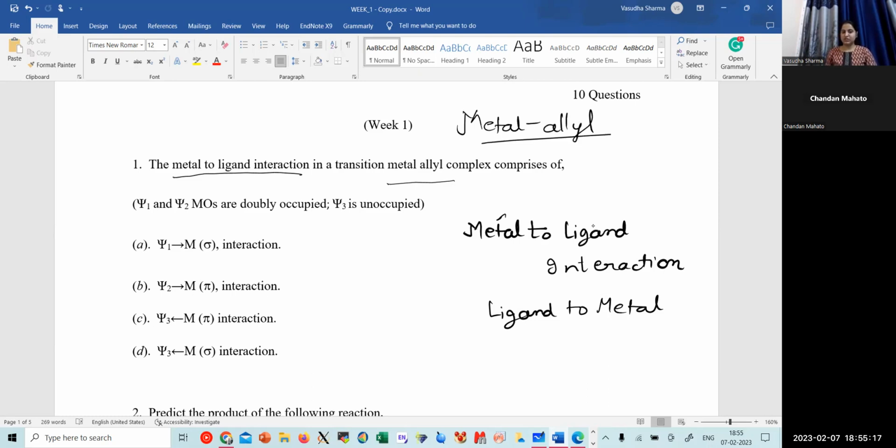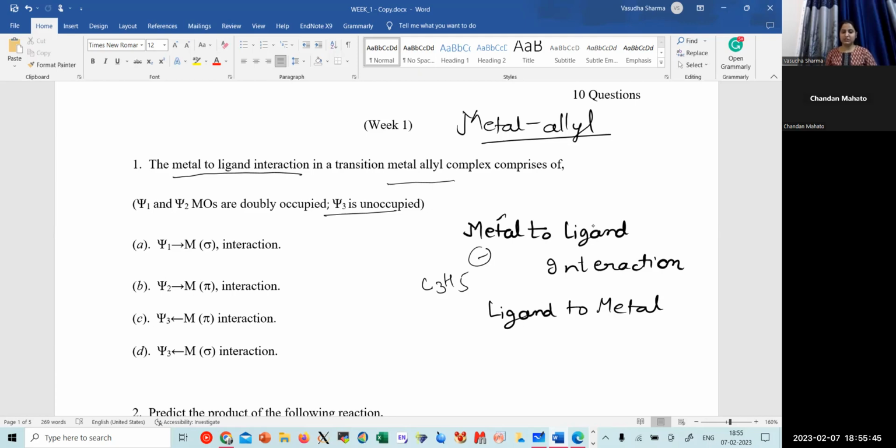They have also given that Psi1 and Psi2 are the molecular orbitals which are occupied and Psi3 is unoccupied. This is doubly occupied, that means your C3H5 would have a minus charge, so it would have 4 electrons as I was telling. See, Psi3 is unoccupied, that is, it is antibonding. Now you need to know that the metal is interacting with your ligand. The metal is donating electrons to your ligand. So what could be the possible answers for that?